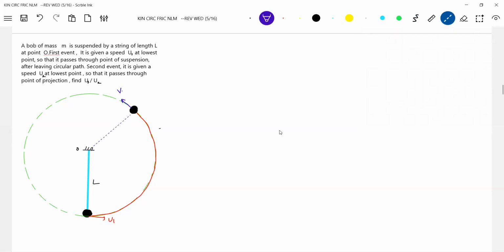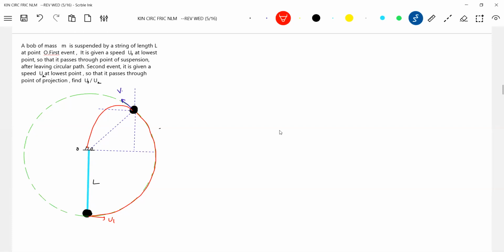I think most of you are familiar with questions of this kind. Let's take this one. What is the condition given? After leaving the circular path, it has to go through projectile motion, and it should come like this. What should be the speed u1? I think you know most of the basic ideas.